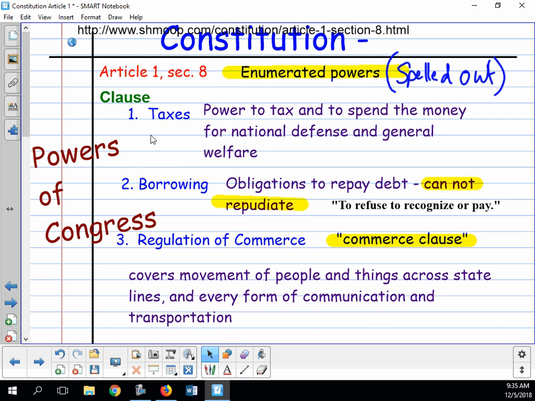These are clauses, numbered 1, 2, 3, 4, all the way through. Clause 1 has to do with taxes: the power to tax, to spend money for national defense and general welfare. This is a blanket statement. It's all about keeping the country safe and running. General welfare is a broad term, and it covers just about anything.